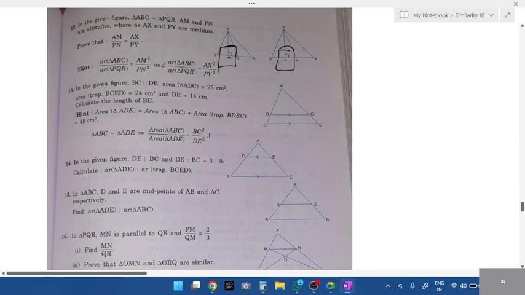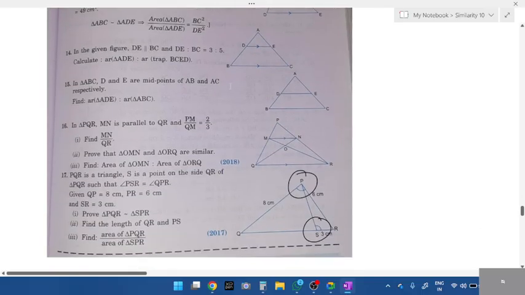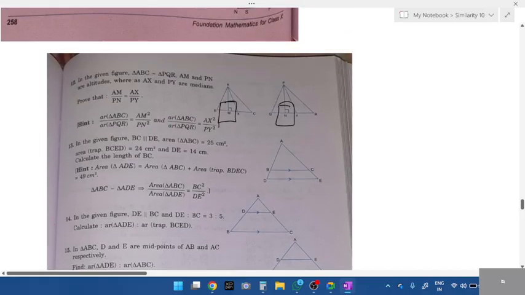13th question. Even the 13th one is the same. We'll do it now. 13, 14, parallel line concept. 13, 14, and this 18, 19, we'll do it now. 18 and 19. Look at the 13th question.